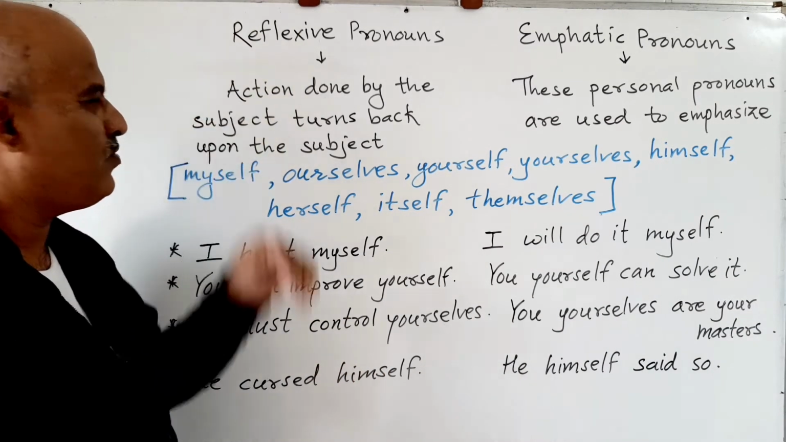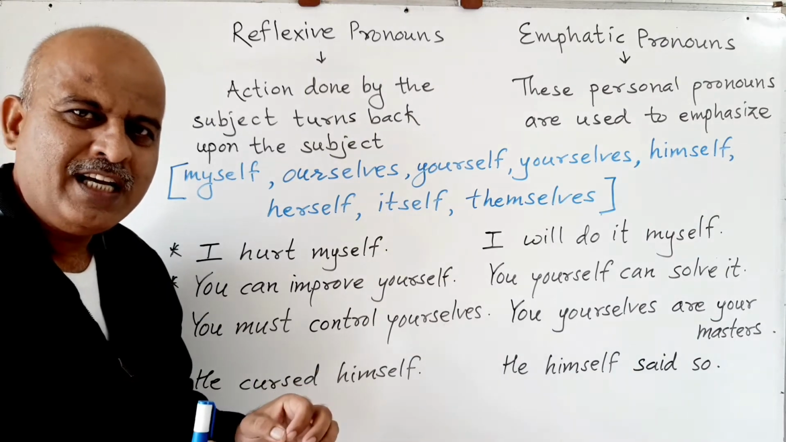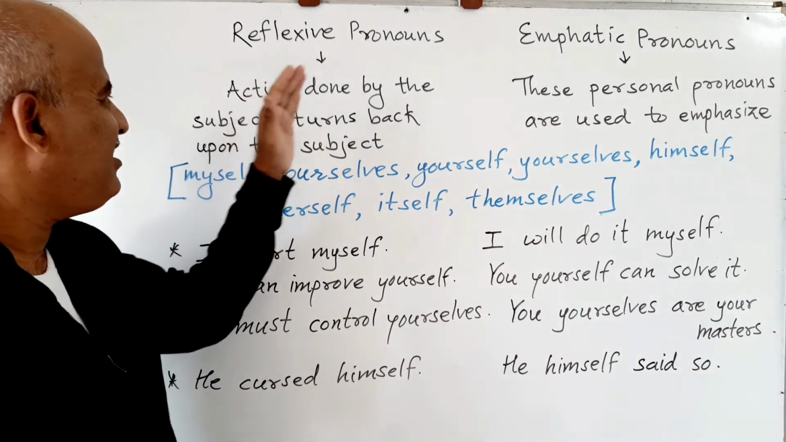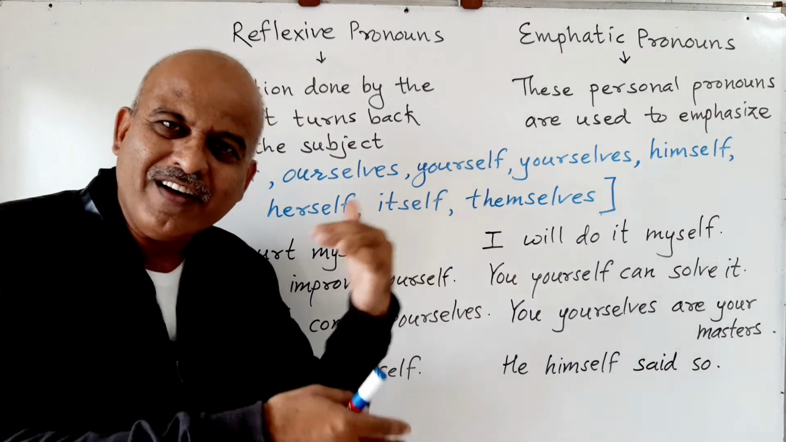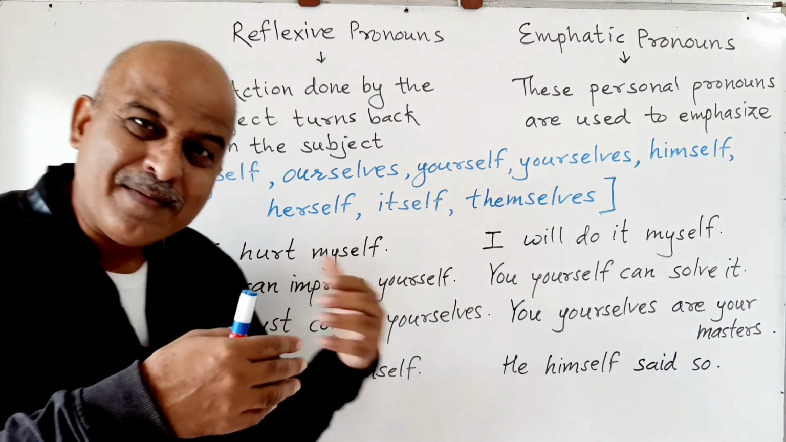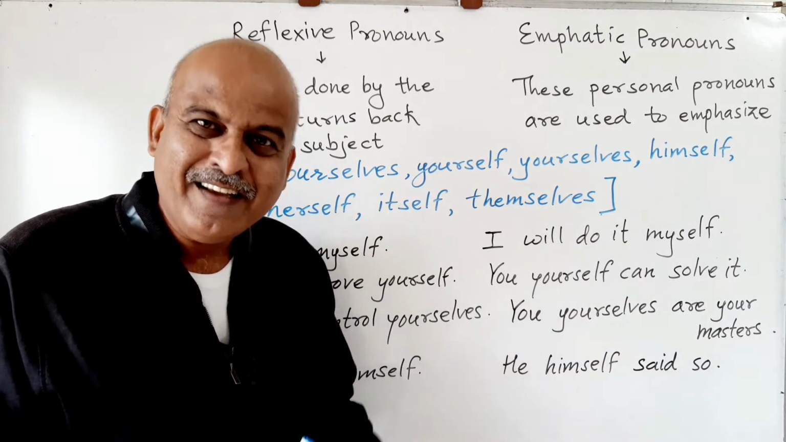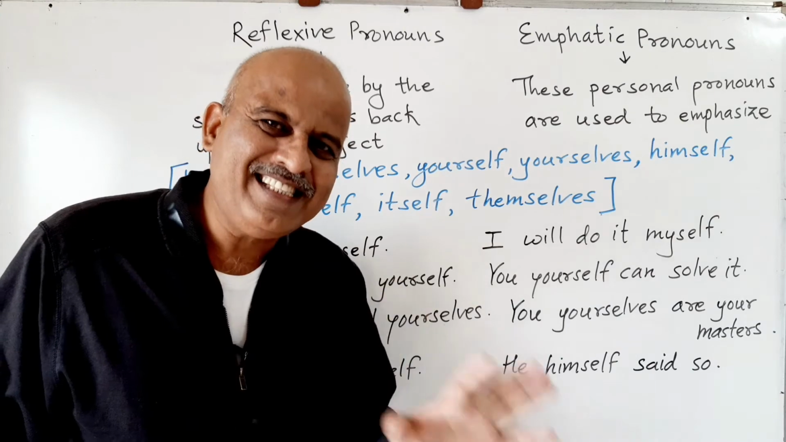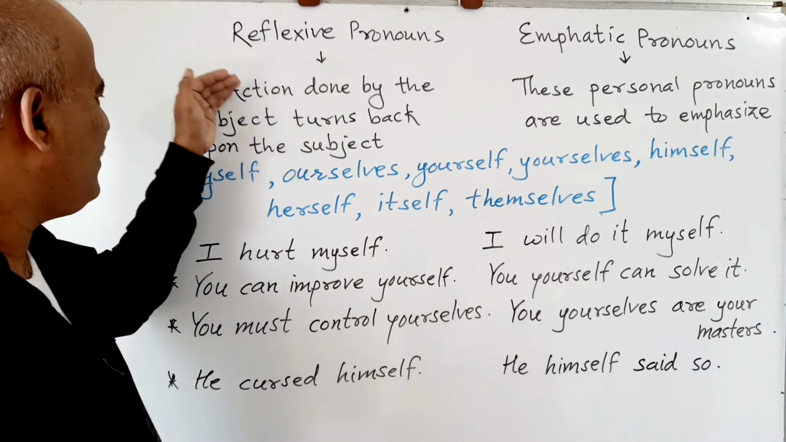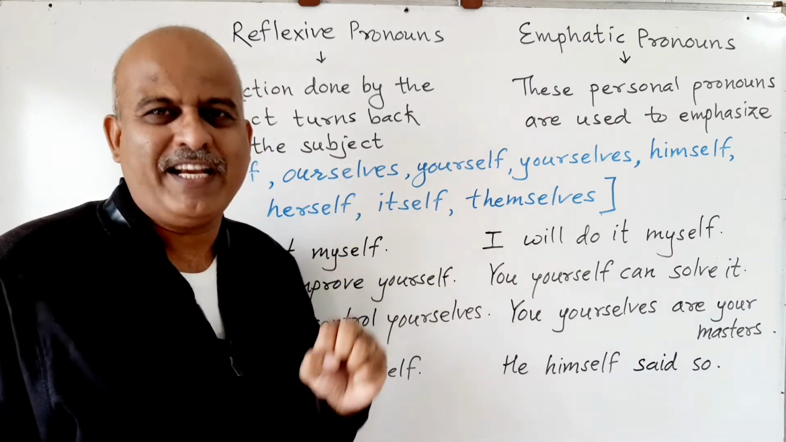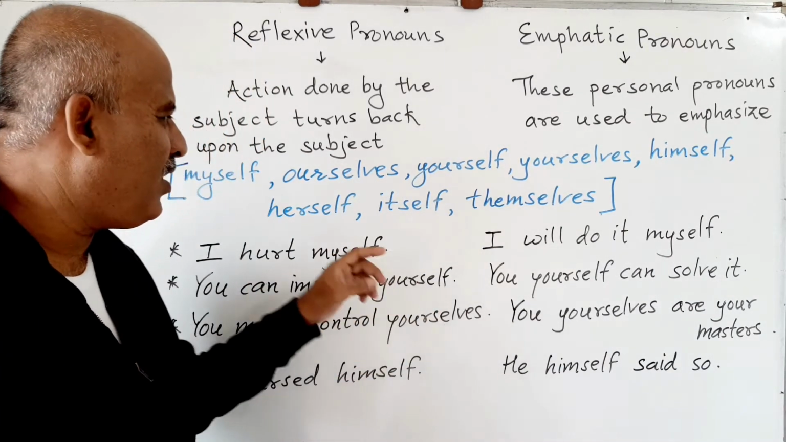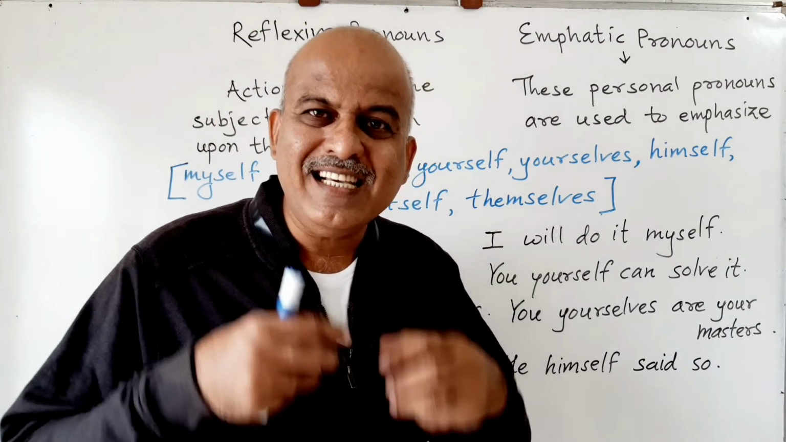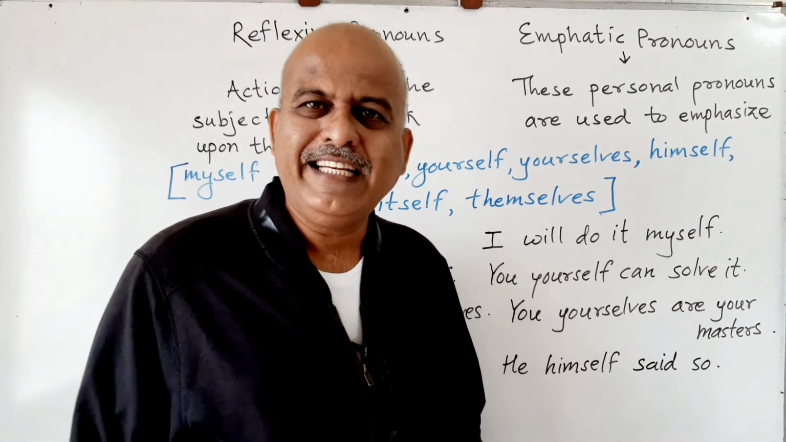Reflexive pronouns are the pronouns which are at the place of subject as well as object. Means what? Action done by the subject turns back upon the subject. Means subject itself is the object. Means reflexive pronoun reflects the subject. When the doer of the action and the object of the action are the same, that pronoun is the reflexive pronoun, and when a pronoun is used to emphasize another pronoun or noun, it is emphatic pronoun.